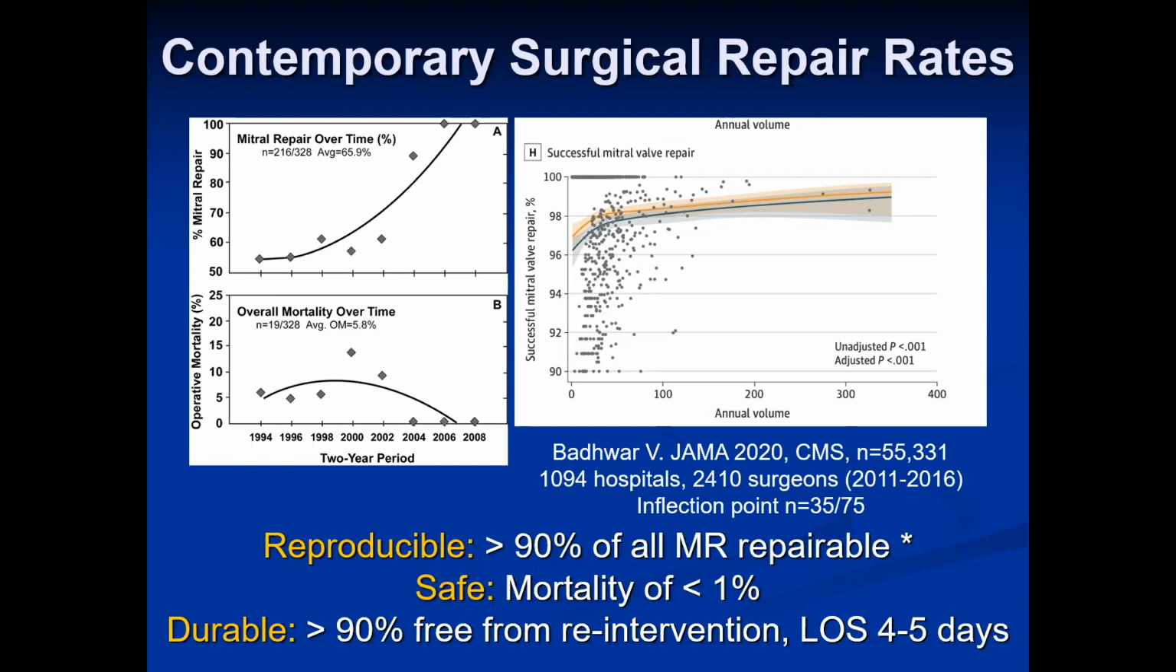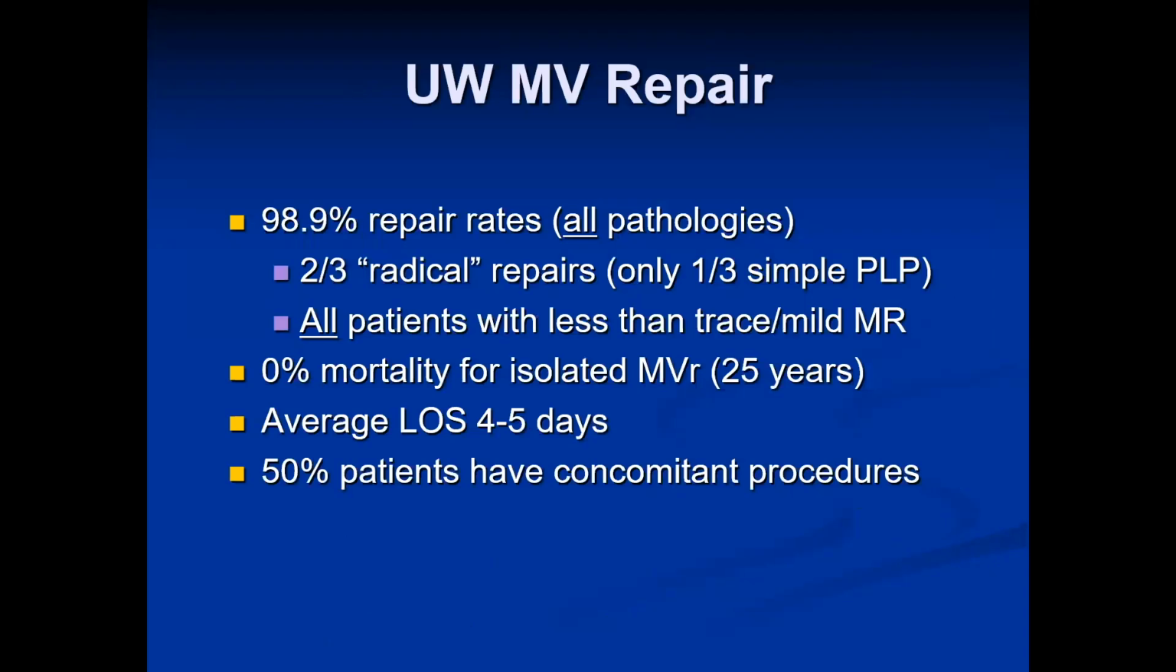They're with a mortality of less than 1%. They're reproducible. I'll show you our repair rates in a moment, and more than 90% of all valve pathologies could be repaired. They're durable. We showed you data that they're going to be free from reintervention in the majority of people, and the average length of stay is about 4 to 5 days. So at the University of Washington, our repair rates, and we just looked at them for the last 5 years, are 98.9%. This is all pathologies. 2/3 of our repairs are so-called radical repairs, not just posterior leaflet prolapse. Those just represent 1/3 of all our patients.